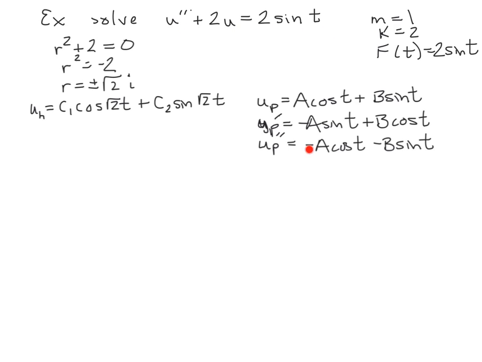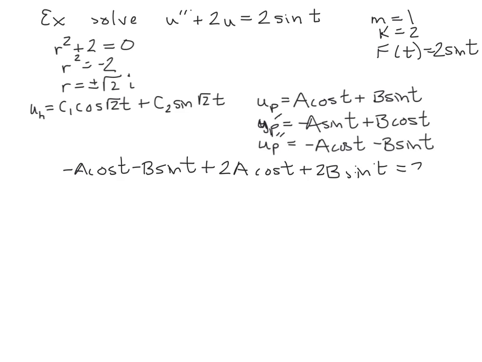Plug that into the differential equation. So the second derivative is negative a cosine of t minus b sine of t, and then plus 2 times the initial guess, so 2a cosine of t plus 2b sine of t, and that is going to equal 2 times the sine of t.